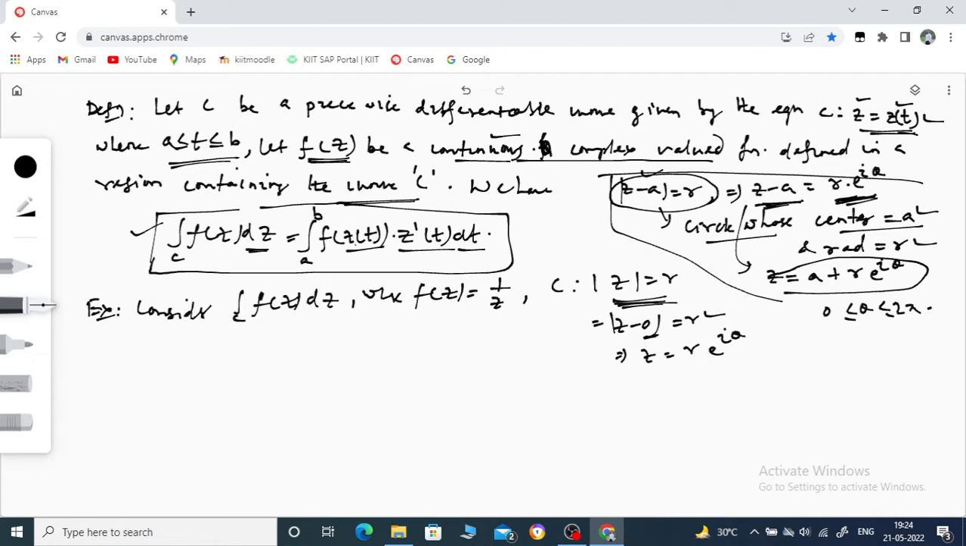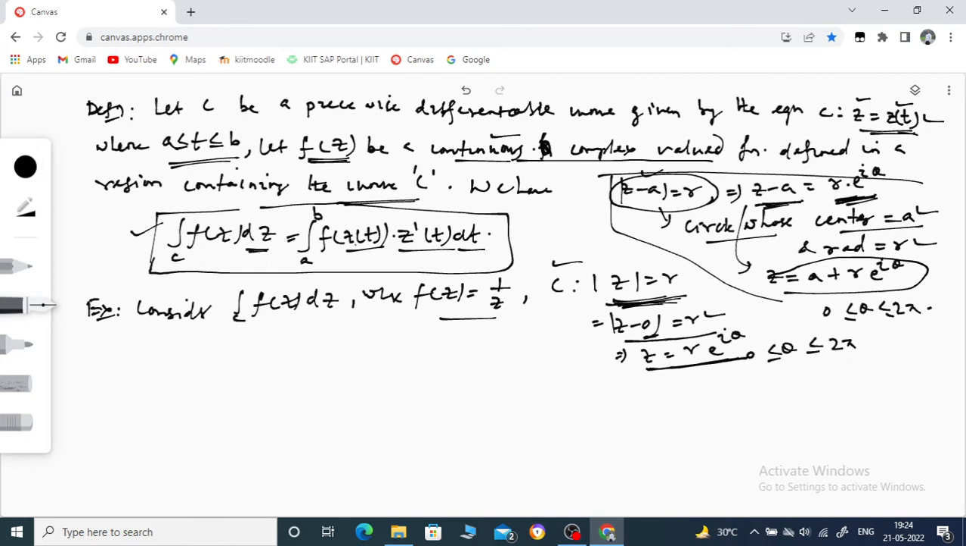So here the equation of the curve is mod z equal to r, that means z minus 0 equal to r. If you remove this modulus, then you will write z is equal to r e to the power i theta, where theta varies from 0 to 2 pi, a complete circle. So f of z is this one, and this curve is a circle.